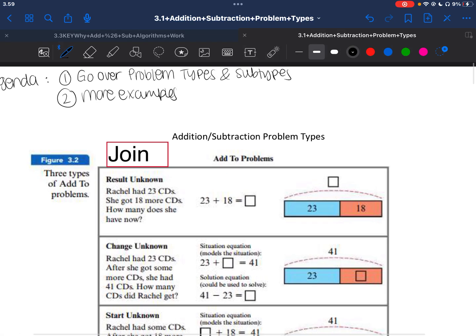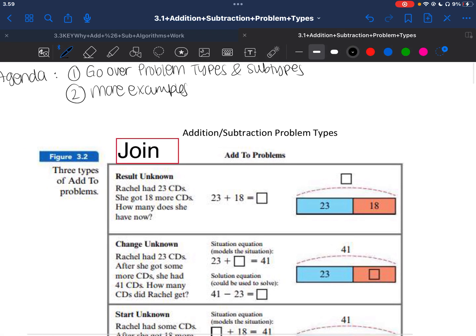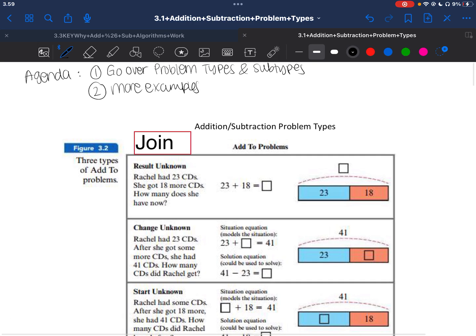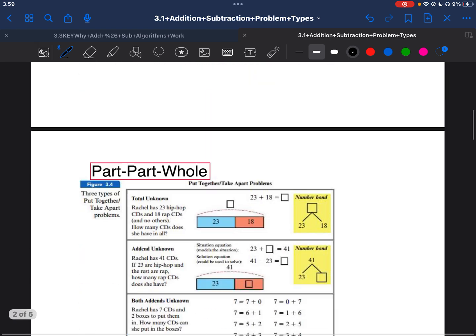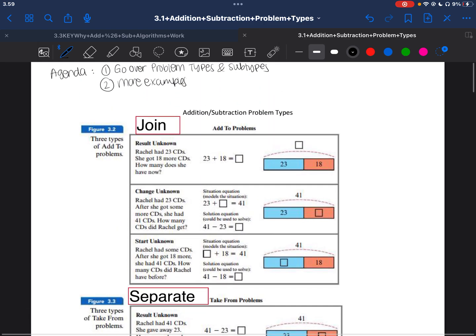All right, everyone. This is 3.1 addition and subtraction problem types. I'm going to go over pretty much all the types and the subtypes again, just in case you guys needed to hear it back. And at the end, we'll do some examples.